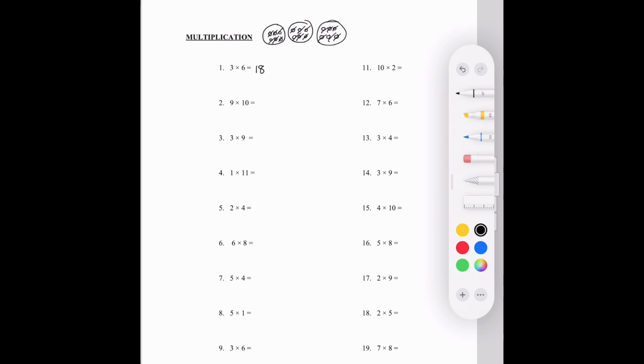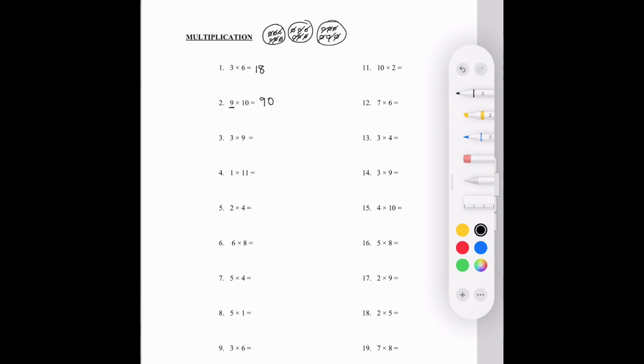So 9 times 10. For your 10 multiplication tables, there's a trick where you just get the number that you're multiplying 10 by, in this case it's 9, and just add a 0 to the end. So let's say it was 3 times 10, you just write a 3 and then add a 0 to the end, and that's the answer.